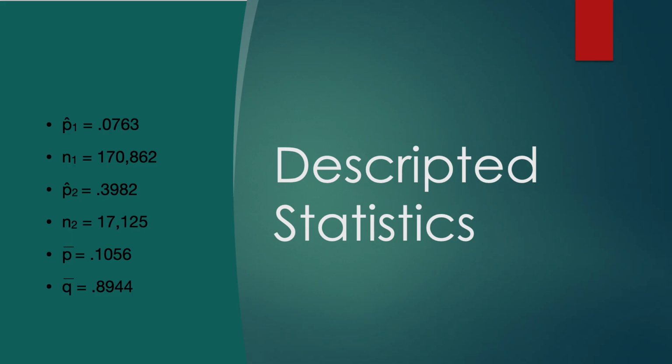Using the provided data, I have obtained the following information. For elementary, p-hat 1 equals 0.0763, with n1 as the total equaling 170,862. p-hat 2 for secondary equals 0.3982, with a total n2 equaling 17,125. A couple other pieces of information you'll need for this project are p-bar, which equals 0.1056, and q-bar equaling 0.8944.